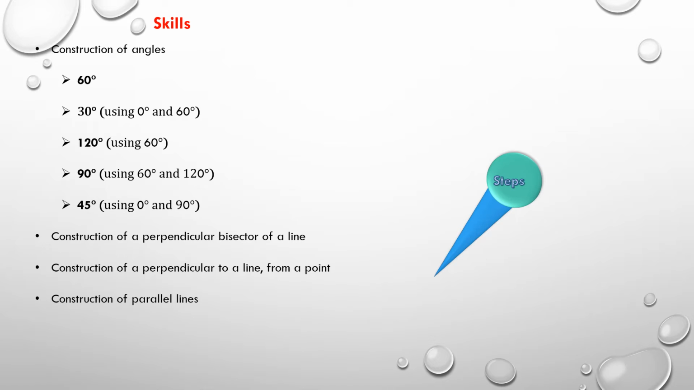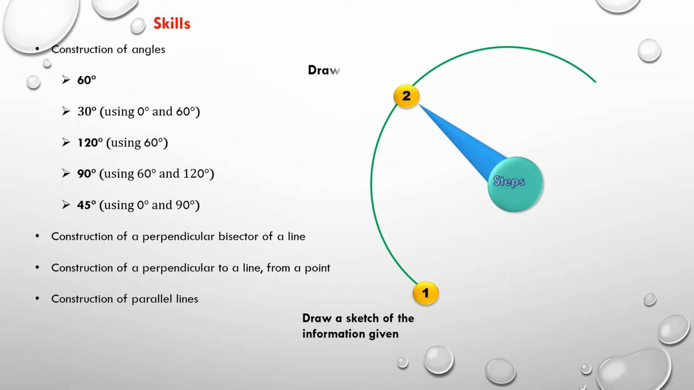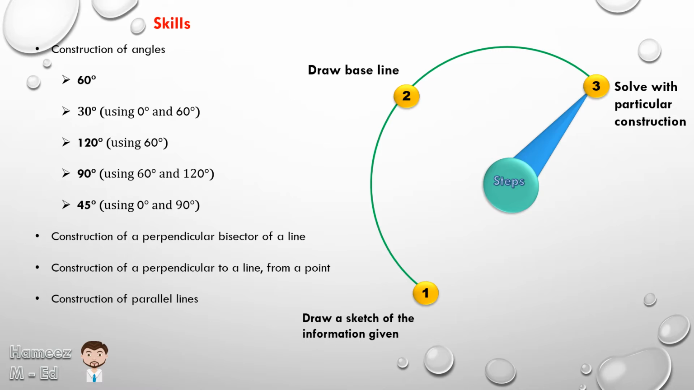So the general steps when working out this question would be, first of all, to draw a sketch of the information given. And then second would be to draw the baseline and solve whichever particular construction is required.